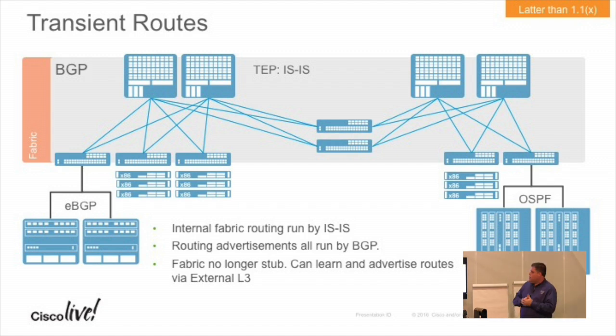The other new feature that came out recently in the 1.1 release was transit routes. So we can now actually not stub network it. We come inside of one, and we can take learned routes from one and advertise them out of the other one. Remember, from the perspective of this, we are actually redistributing.